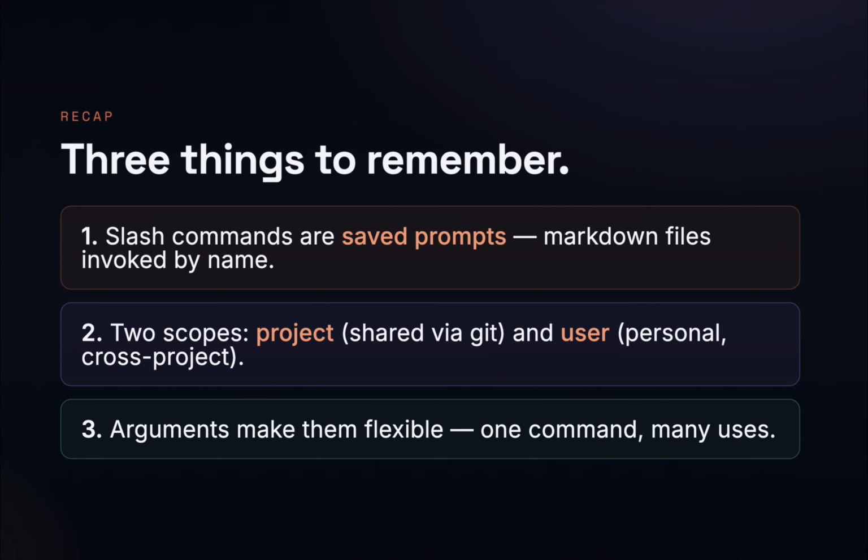Alright, so now let's do a recap. 3 takeaways. First one is / commands are saved prompts. They are just markdown files invoked by name. Second is / commands have 2 scopes, project scope and user scope. Project scope for team workflows, user scope for personal habits. And the third one is / commands can have arguments to make them flexible.